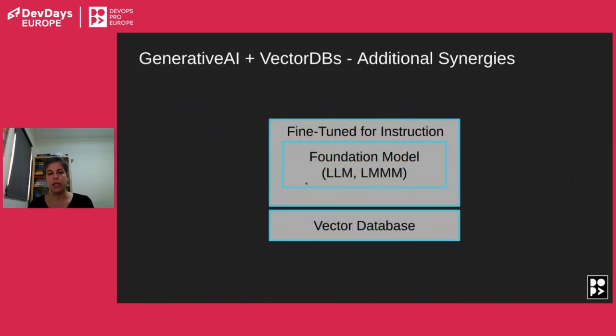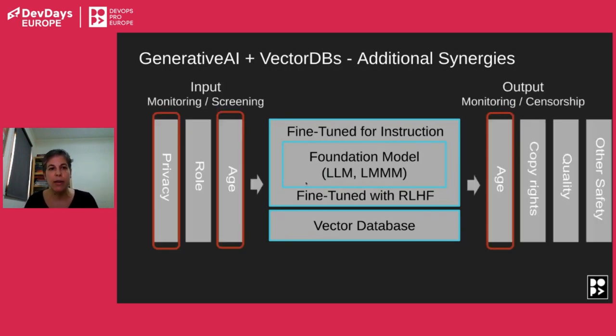Just an additional synergy. So we have the LLM, we fine-tuned it for instruction or dialogue. Maybe we also fine-tuned it with RLHF, which is reinforcement learning with human feedback. Now there are recent papers that show that this isn't so critical to get maybe the best performance, but it's pretty much good enough. And you have the input monitoring screening and output monitoring screen.